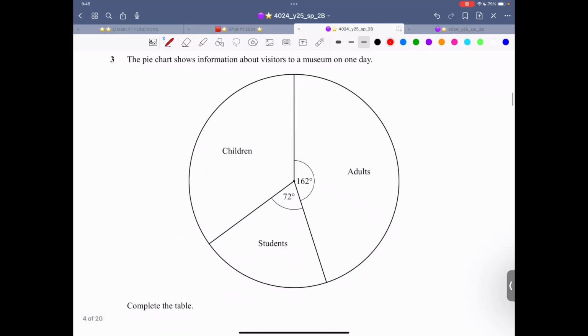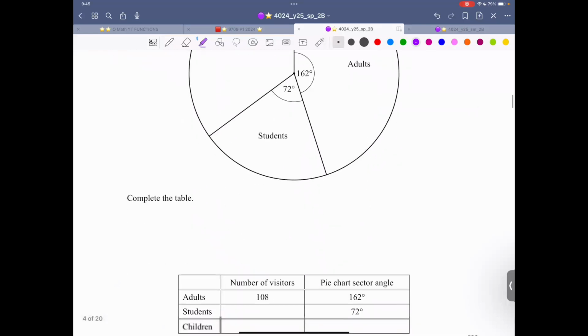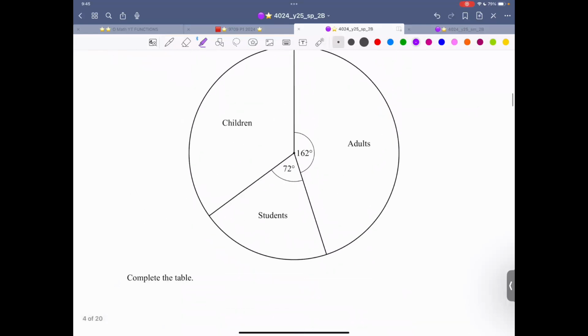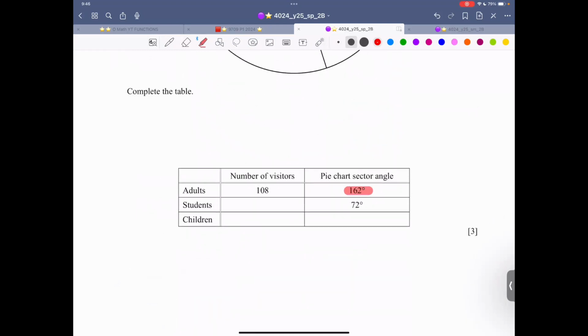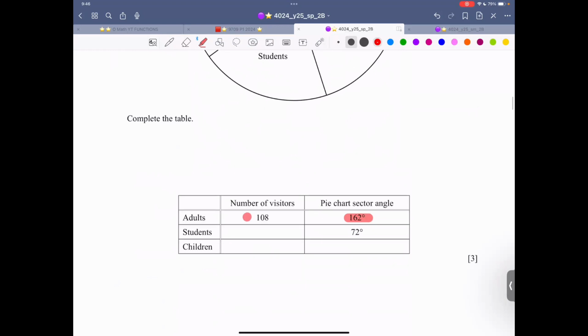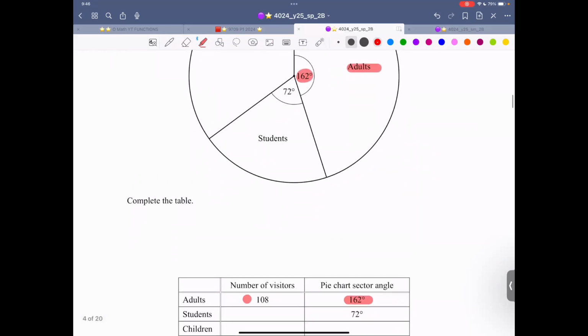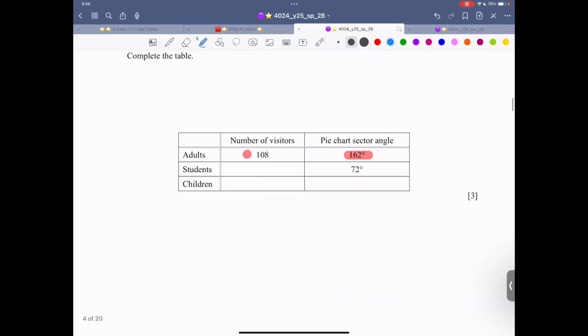The pie chart shows information about visitors to the museum on a particular day, and complete the table. So first of all, if I talked about adults, this is the angle. Let me choose another color, red color for adults. This is the angle 162. So 162 is the angle and the number of actual adults is 108. Then the second one is students. The angle is 72 degrees. Let the actual number be S.